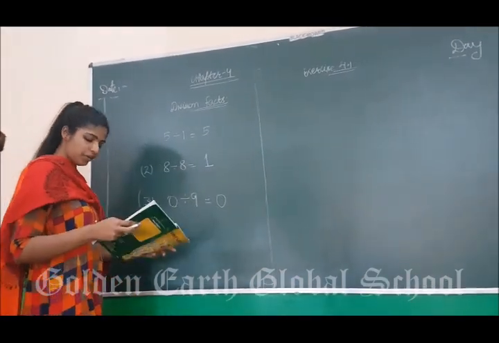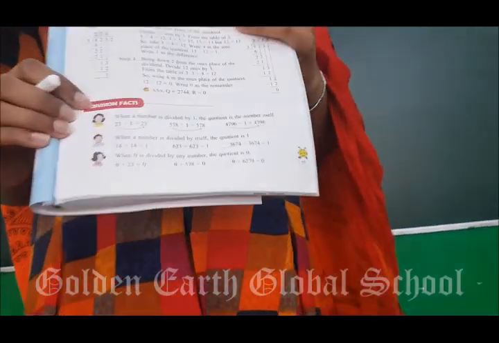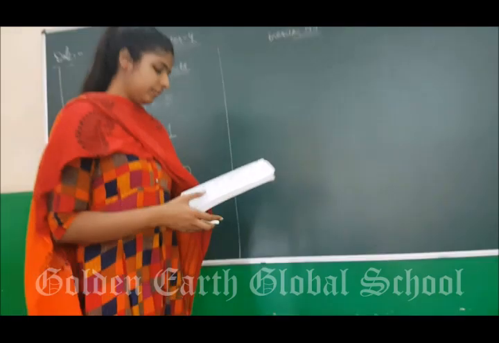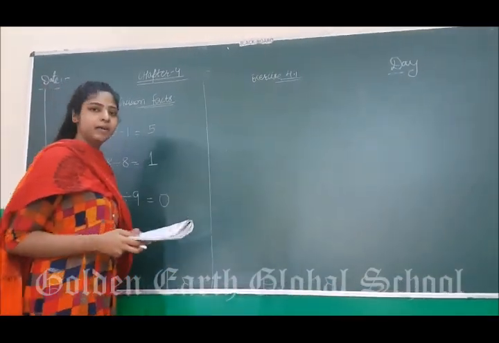First of all, open your books, page number 55. As you will see, there are 3 division facts here. First is, when a number is divided by 1, the quotient is the number itself.